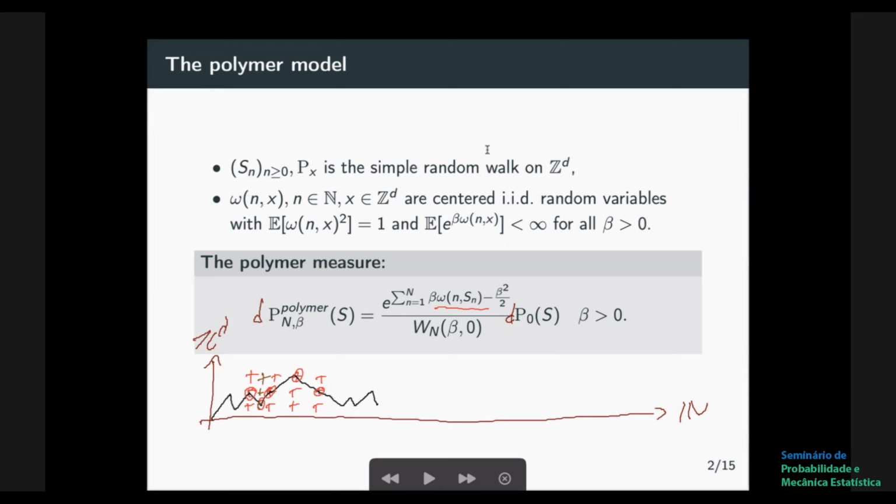And the new measure we constructed is called the polymer measure. It's called a polymer because it's basically this black line, which is a random walk line, you can think about it as a polymer. So it's a long line. It's called a polymer in random environment because of the presence of the omegas.